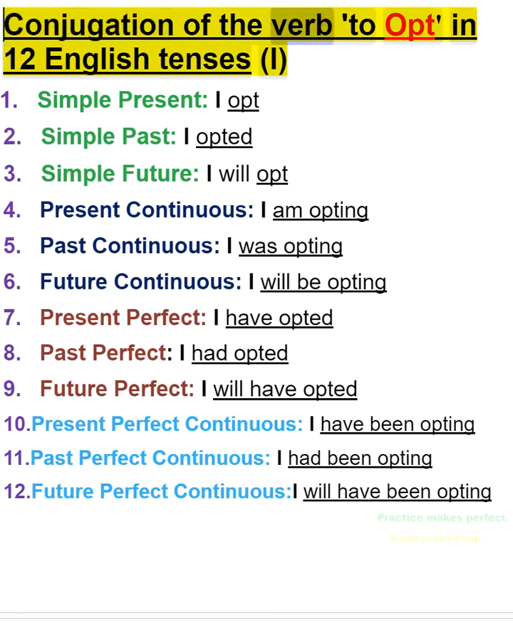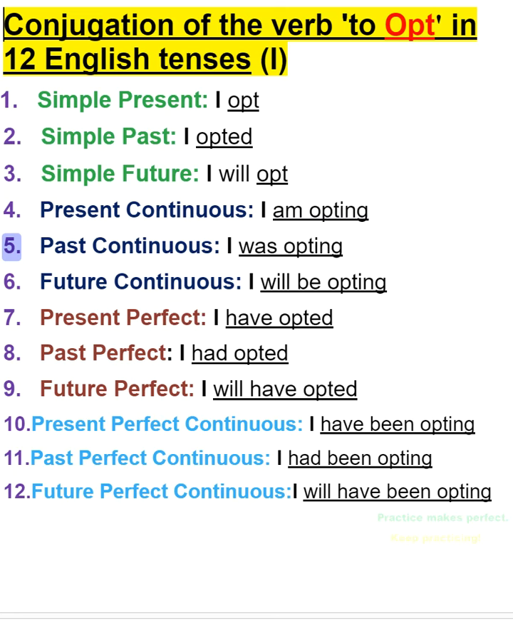Conjugation of the verb to opt in 12 English tenses. 1. Simple present, I opt. 2. Simple past, I opted. 3. Simple future, I will opt. 4. Present continuous, I am opting.